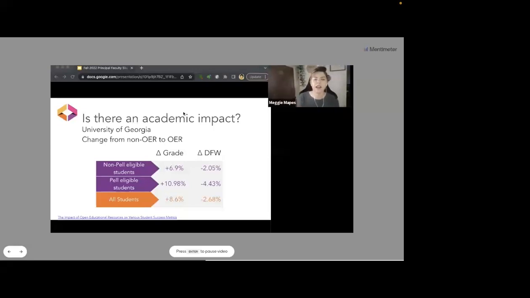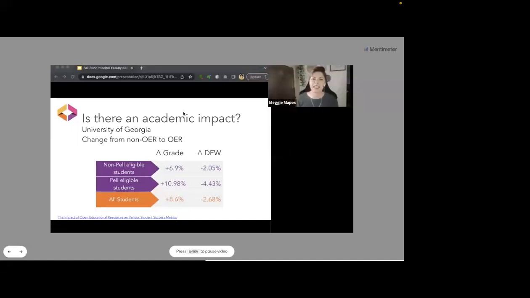We can see that for all students, there's an increase in grade, their grade goes up, and the drop, fail, withdraw rate goes down. Of course, that's really interesting, right? And it also makes sense because if we know students aren't able to afford the book or they're having to make choices, when you give them the means, when you give them those educational resources, it means they're able to participate in the economy of knowledge that's happening in the course.